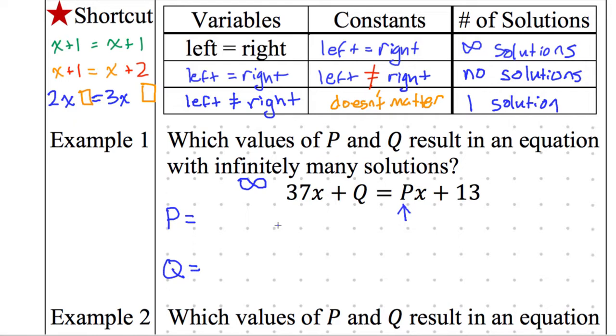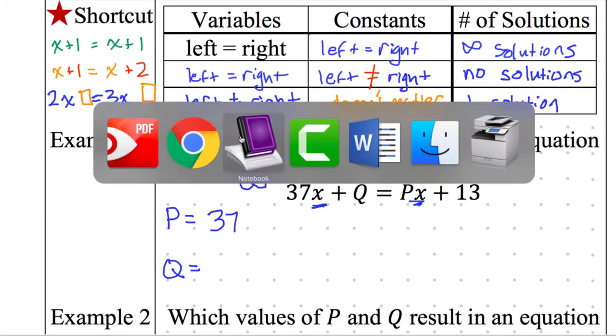I see one hand. I see two hands. I see three hands. Cohen, go for it. 37. Why? Yeah, so the left needs to equal the right. For the variables, these are the x's. 37 needs to be equal to 37 in order to have infinitely many solutions. So you're going to go ahead and grab your candy. Thank you.